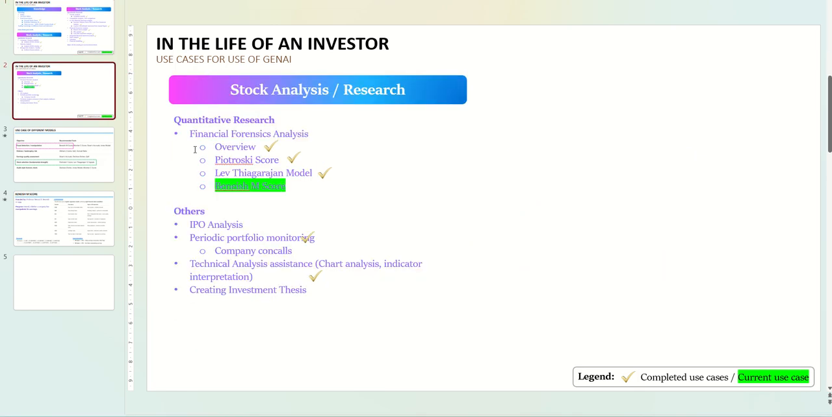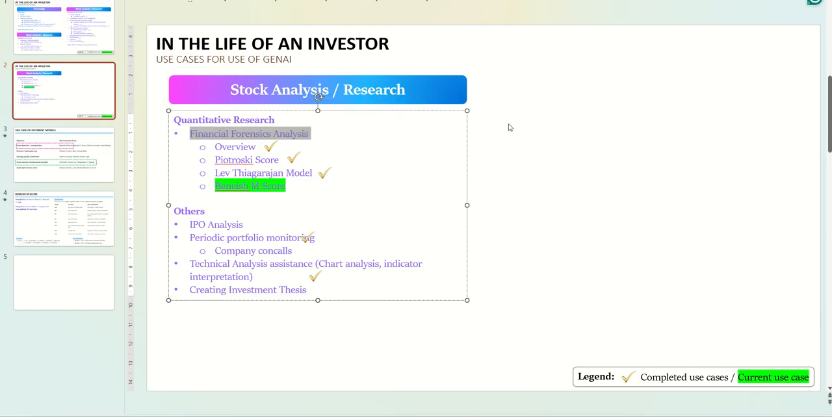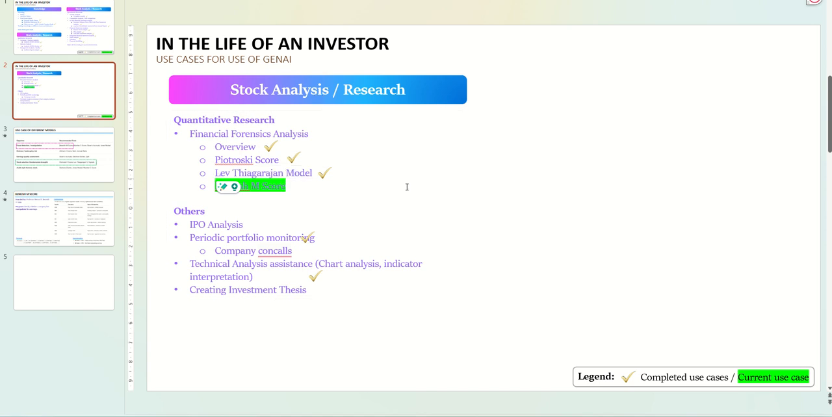And presently, we are doing a series on financial forensic analysis, the different models, and we are looking at each of the models one by one, introducing you to the models followed by the prompting. In this present video, we will understand about the Beneish M-Score, what that model stands for, and how to prompt to get insights from the AI tool.